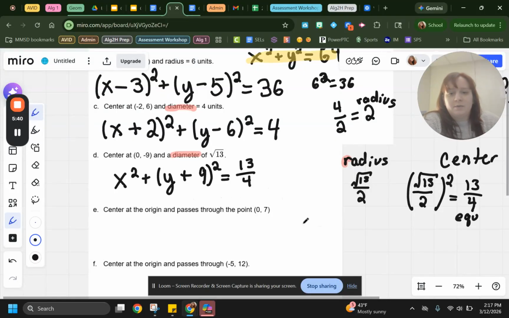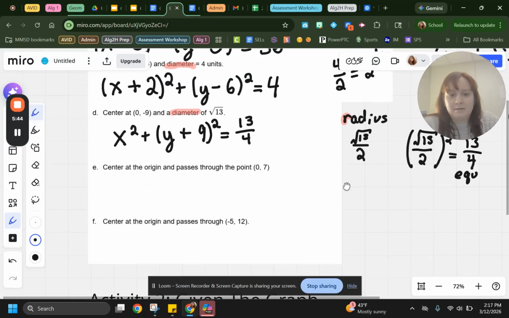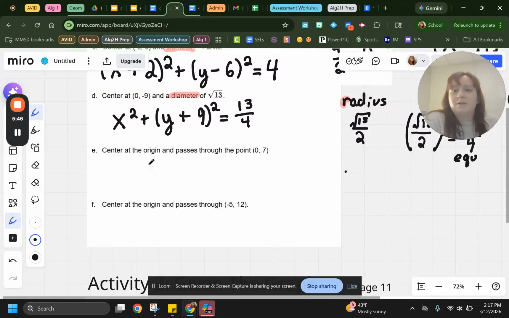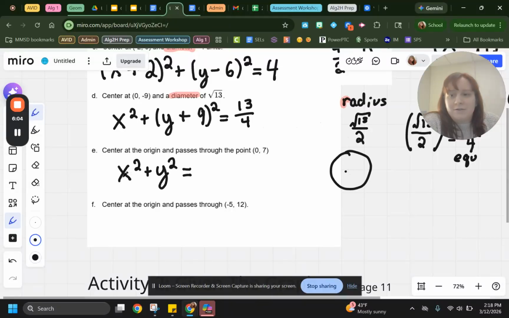For the next one here, I'm going to keep going down. There we go. For the next one, I have a center at the origin. Anytime you see center at the origin, we're just going to have x squared plus y squared. And then I have a point that passes through 0, 7. So this isn't telling me the radius, but I can figure out that radius. I'll draw in a new center.